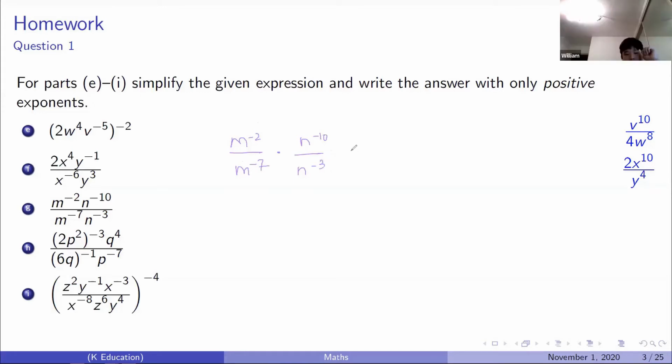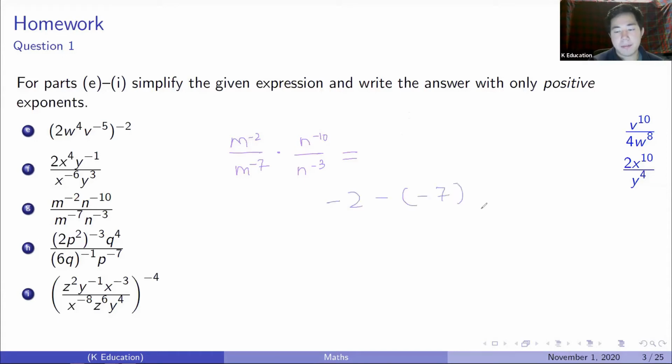I did minus 2 plus minus 7 and minus 10 plus minus 3 because they're both negatives. So if you're dividing, should you add or should you subtract? Subtract, but then they're both negatives. It doesn't matter. It's minus 2 minus 7, right? Yeah, which is technically minus 2 plus 7. Yeah. So what do you get?